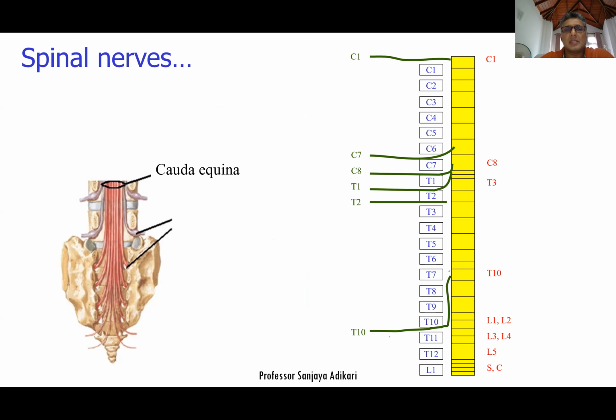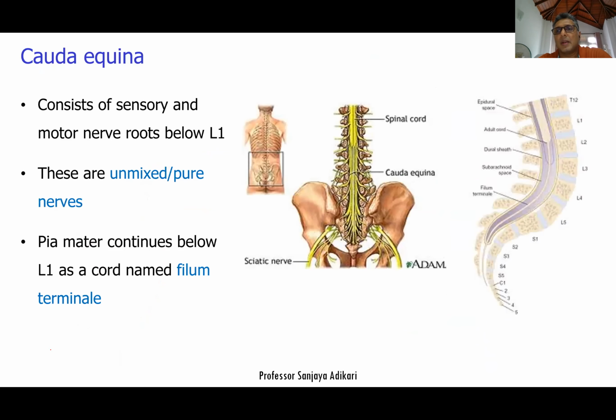This passage of nerve roots, sensory and motor, below the spinal cord is like the tail of a horse, so you call it the cauda equina. Cauda means tail, equina is horse. Here they come down and go out through their respective intervertebral foramina. Here it's the anterior sacral foramina. This is an important point. So you get all these nerve roots coming out like this, going down.